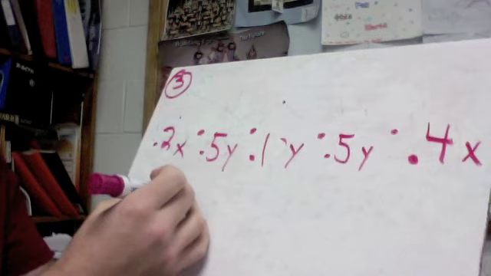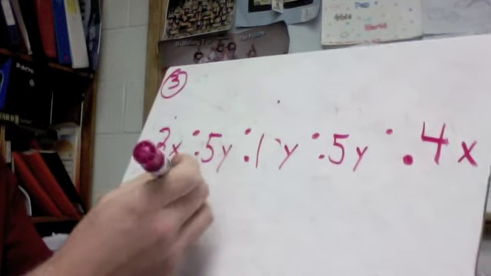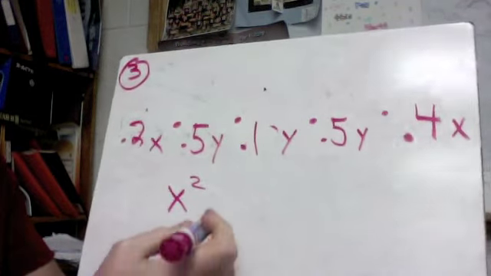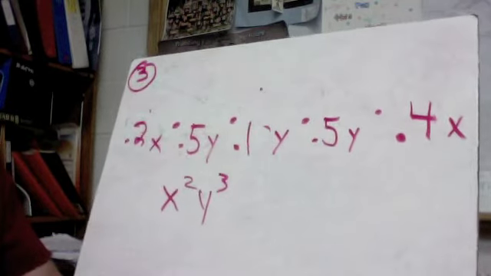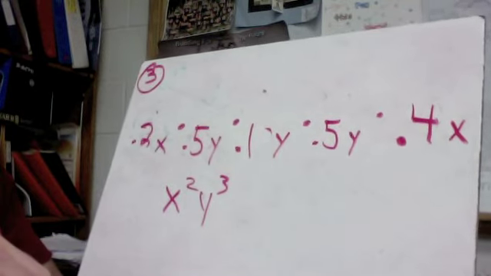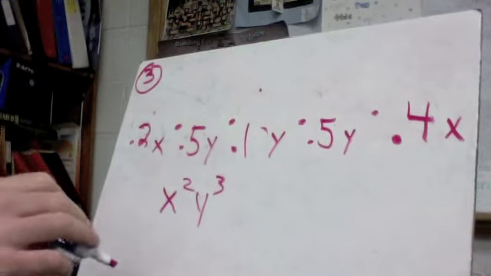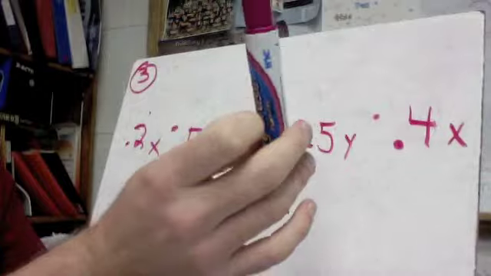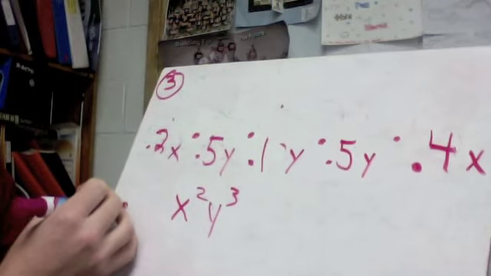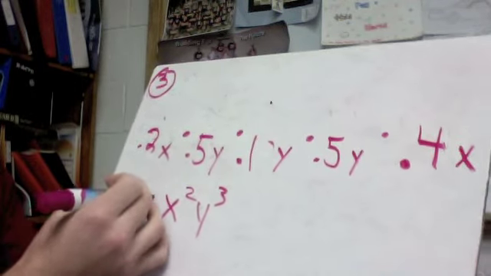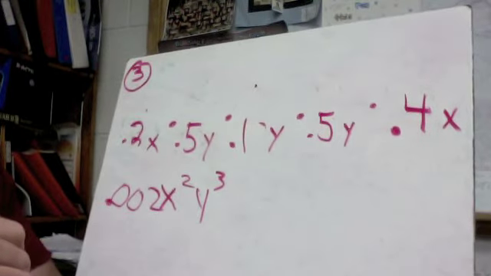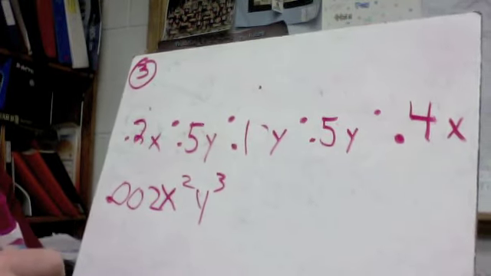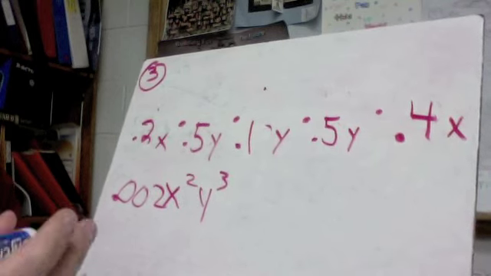We're still going to have x to the second power, y to the third power. Now I just have to get on my calculator and calculate all the way across, multiplying everything together: 0.2 times 0.5 times 0.1 times 0.5 times 0.4. I should get 0.002, or that would be 2/1,000ths x to the second power, y to the third power.